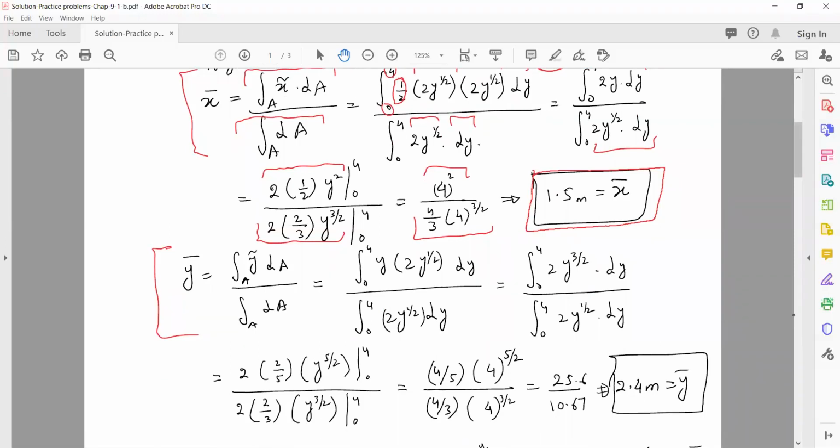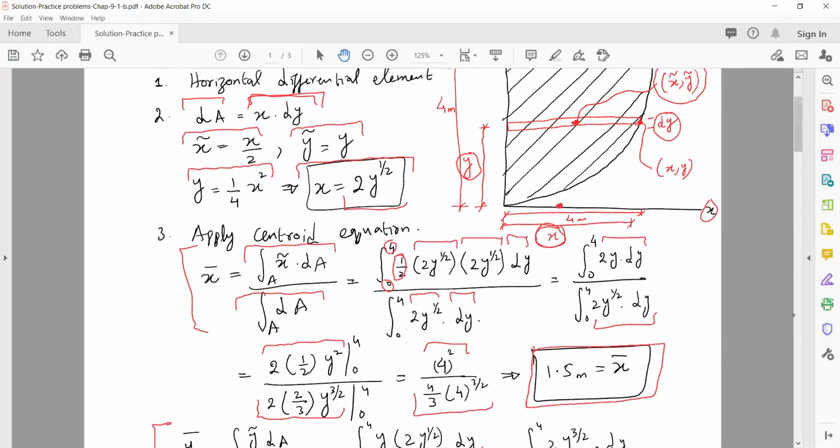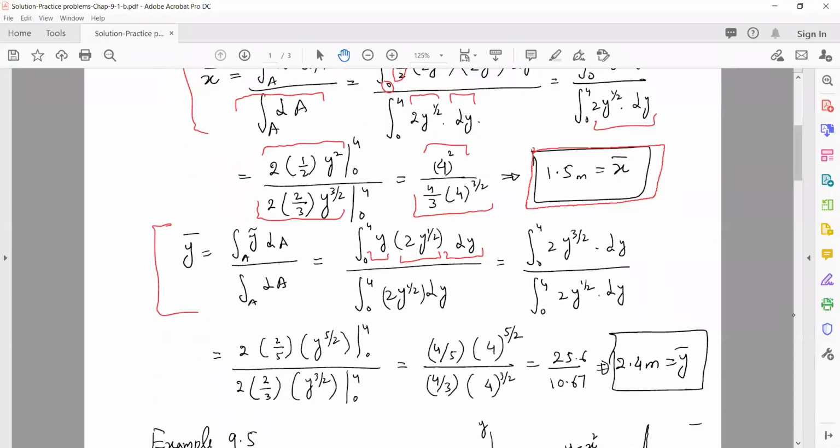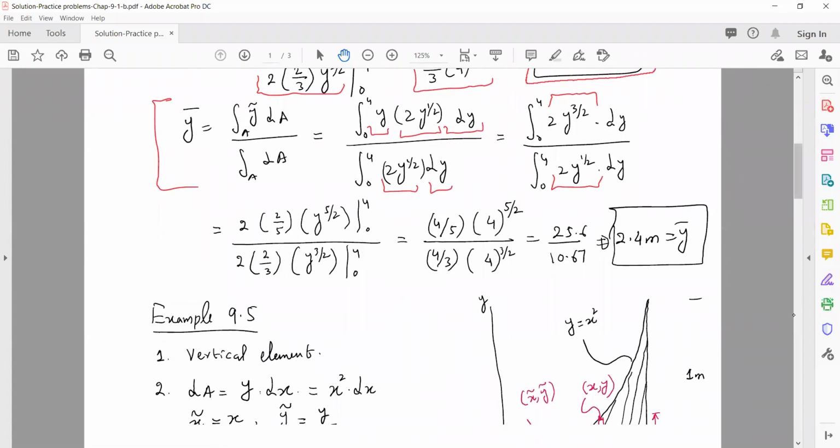Y bar times dA, so we'll get y times 2y to the 1 by 2 times dy, divided by dA, so we'll have the area dA, which is x times dy, right? So just put in the value x times dy. Just simplify this to apply the integrals. You get these values: 2y to the 3 by 2 divided by 2y to the 1 by 2. So with this, just apply the integrals and apply the limits.